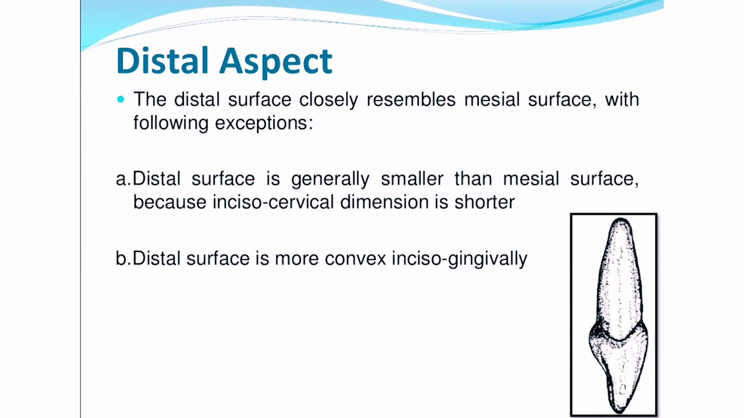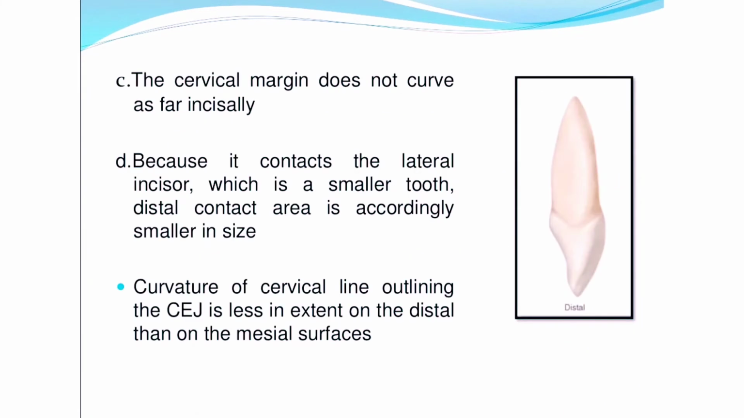Distal aspect. The distal surface closely resembles the mesial surface, with the following exceptions. A. The distal surface is generally smaller than the mesial surface, because the incisocervical dimension is shorter. B. The distal surface is more convex incisogingivally. C. The cervical margin does not curve as far incisally. D. Because it contacts the lateral incisor, which is a smaller tooth, the distal contact area is accordingly smaller in size. The curvature of the cervical line outlining the CEJ is less in extent on the distal than on the mesial surface.